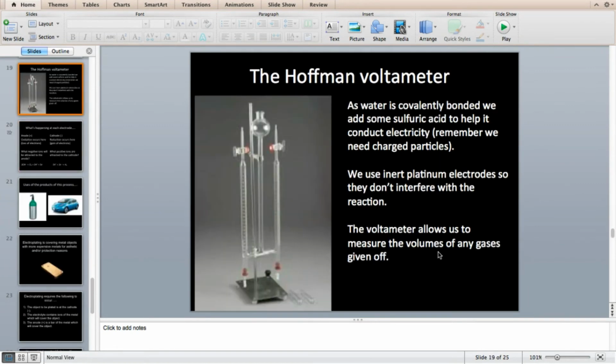Now, when we're using our Hoffman voltameter, girls, you'll see that you'll get double the amount of gas on one side than you do on the other. That's because you've got H2O, 2 atoms of hydrogen compared to 1 atom of oxygen. So you get twice as much hydrogen forming here as you do oxygen. So that's often the way you can tell your cathode from your anode, okay?